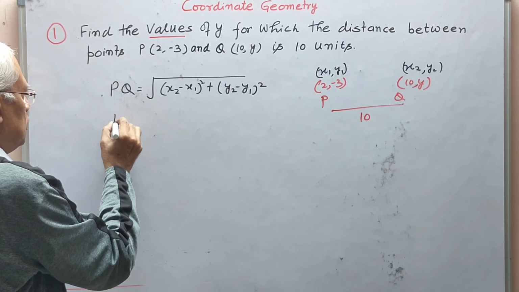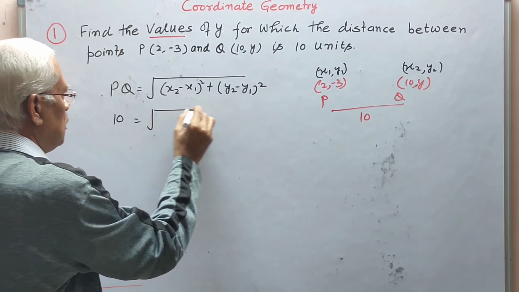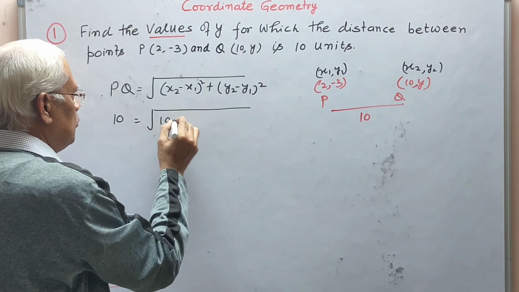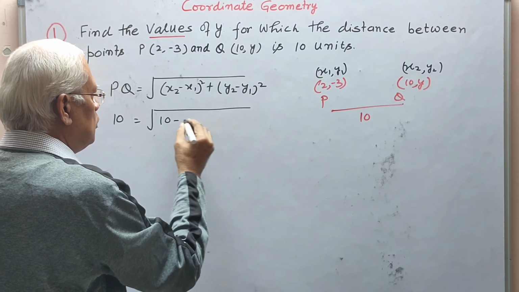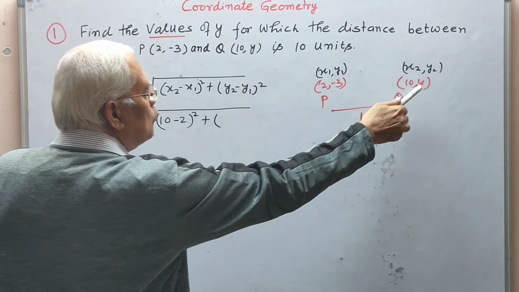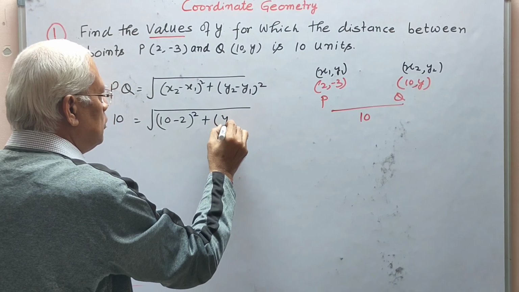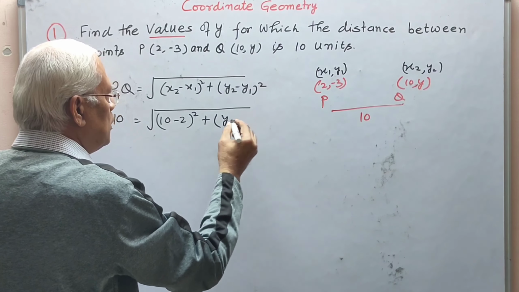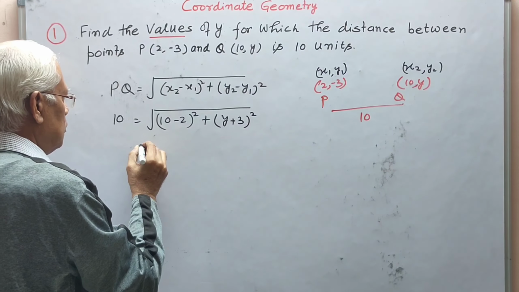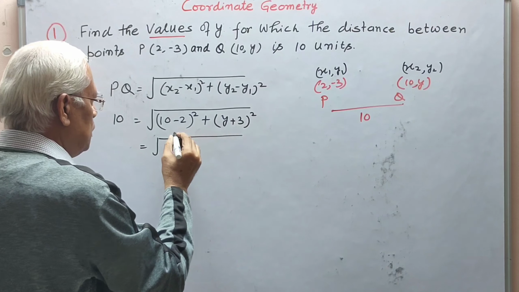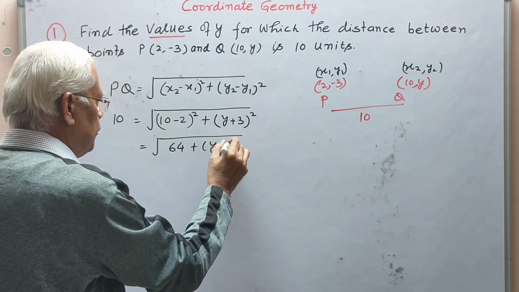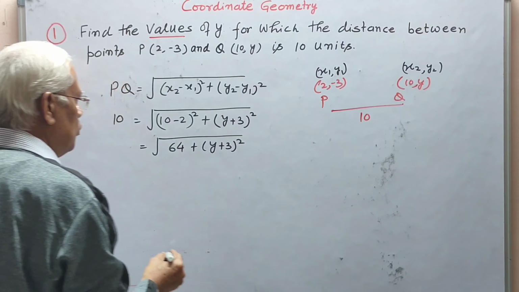What is PQ? It is given as 10. x2 that is 10 minus x1 that is 2 whole square, plus y2 that is y minus y1 that is minus 3, so minus minus becomes plus 3, whole square. So this is equal to 10 minus 2 is 8, square of 8 is 64, plus (y plus 3) whole square.